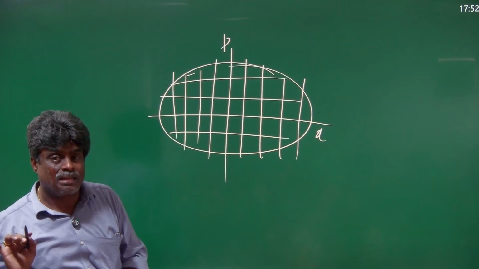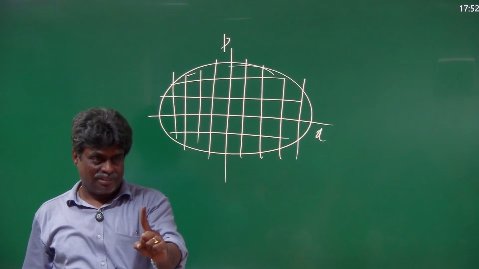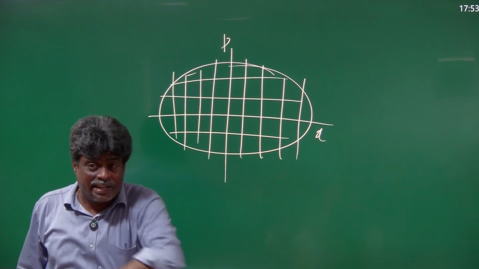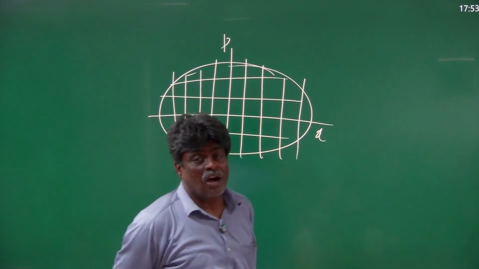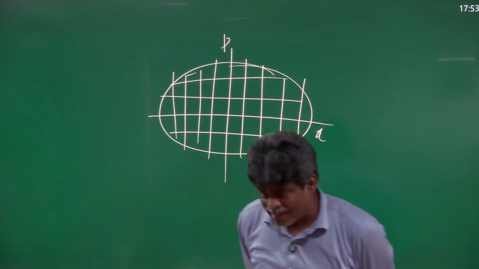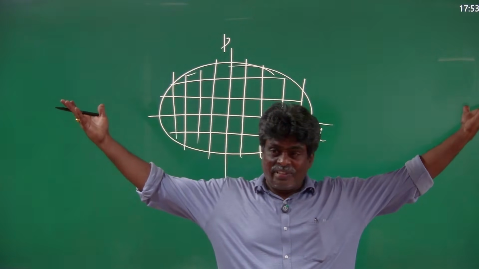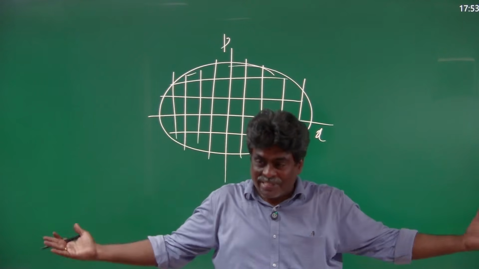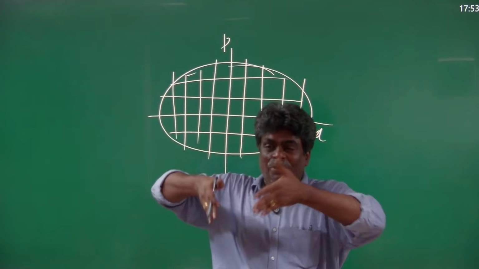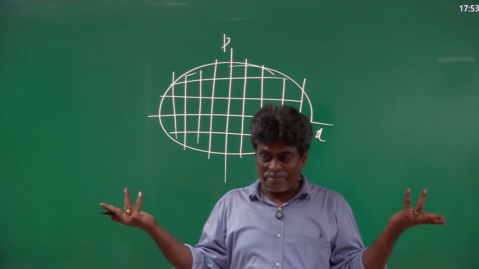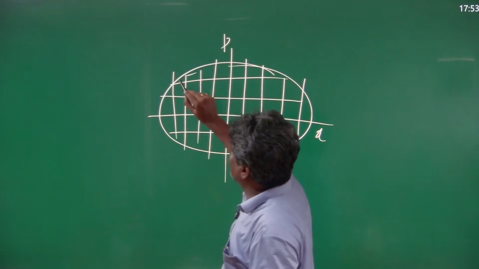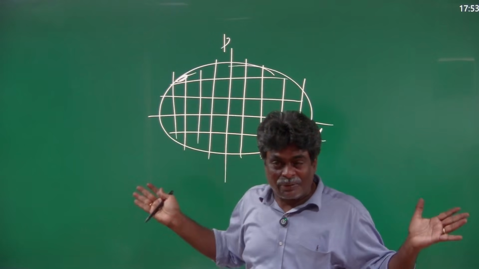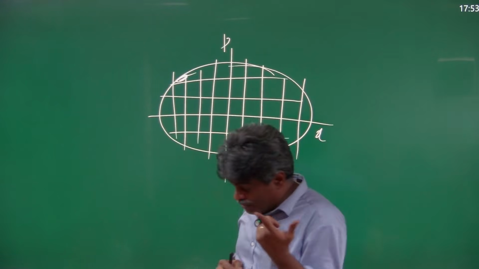One elliptical path represents one energy, the ground state energy. First excited, another ellipse. Second excited, another ellipse. Like that, how many energy levels are there? Infinite. So whenever there is infinite space, whatever you are dividing is also an infinite number. That's why we need not bother about these corners. Okay, understand? That's not 10 or 15 or 20. It is infinite.